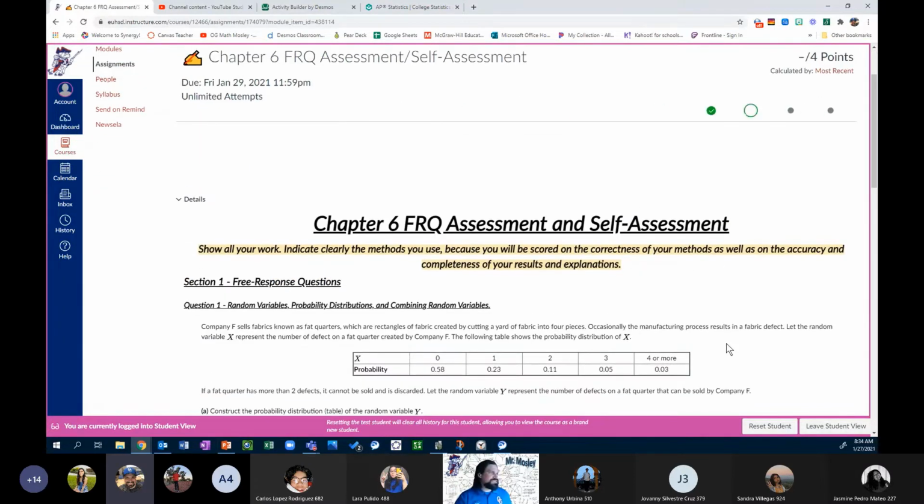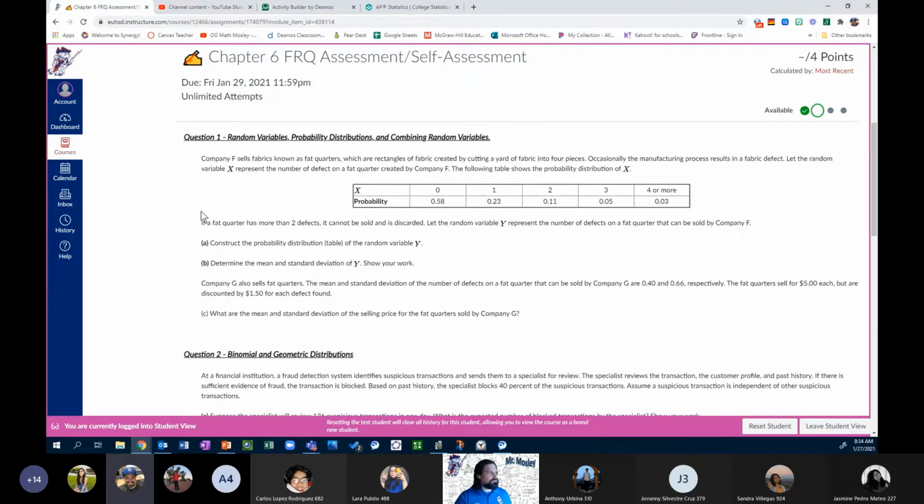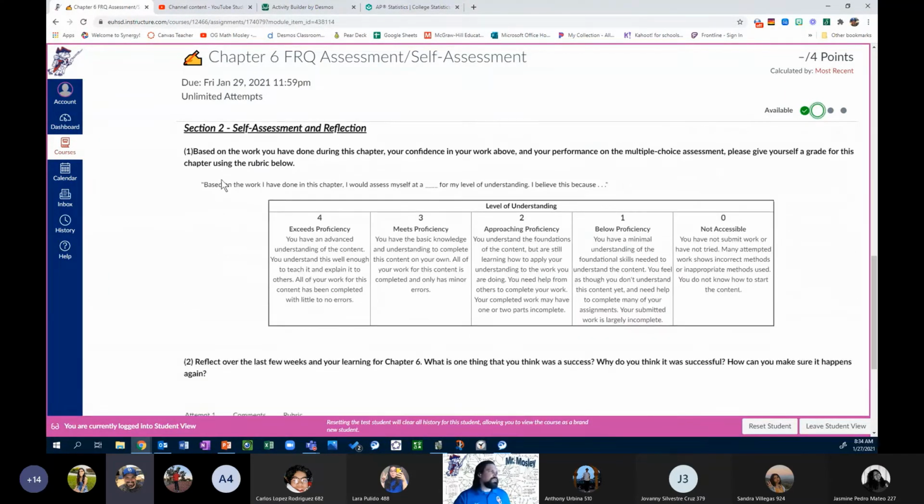There are 2 sections, so to say. First section is free response questions. There are 2 questions with multiple parts. The first one is random variables, probability distributions, combining random variables. Then question 2, binomial and geometric distributions. You'll know how to do this after today, hopefully. Section 2 is the self-assessment and reflection.